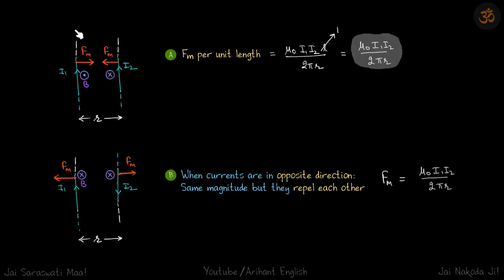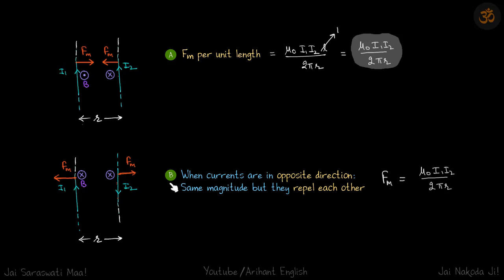Now let's take some special cases. Here we take both the wires are long and we are calculating force per unit length. So in the formula, L will become unity. So what we'll get is mu naught I1 I2 by 2 pi r. And if the currents are also same, it will become mu naught I square by 2 pi r. Force will be attractive because the currents are in same direction. So field here due to I2 is outwards and field here due to I1 is inwards.